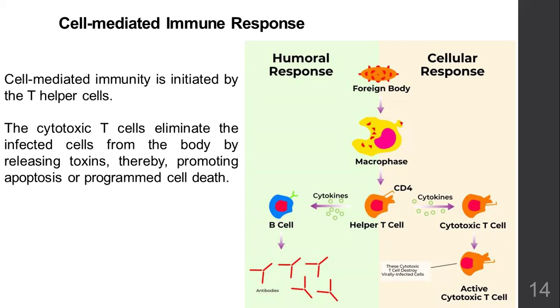So that's the difference between cellular response and humoral response. Cell-mediated response is completely based on the toxicity of the T cells. Humoral response is about breaking down the antigen, studying its pattern and its fragments, then creating antibodies that are specific to this antigen.